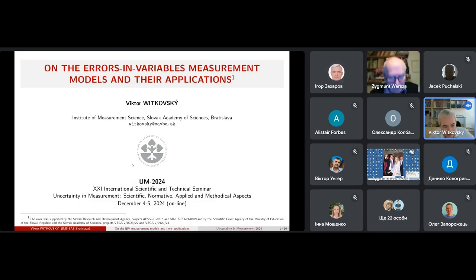Yes. Okay, so I am very glad that I have this opportunity to present my talk, and as you can see, this talk is focused on the errors in variables measurement model, and I will mention very briefly potential applications. My talk is very closely related to a previous presentation at the IMEKO conference in Hamburg, but I hope that many people here at this conference will be interested in this topic.